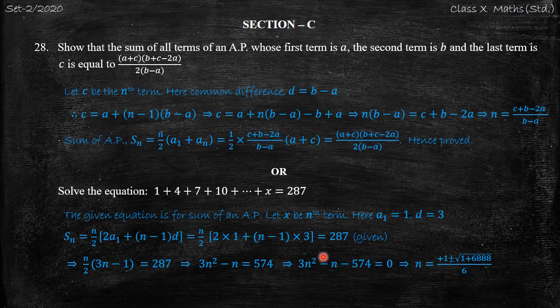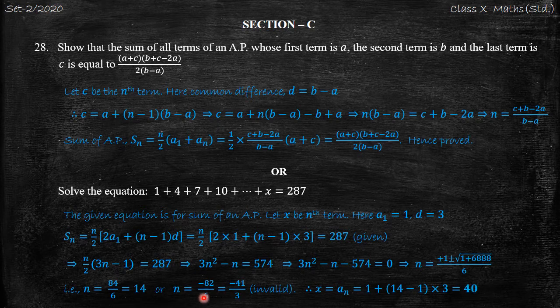Okay, so here it's a quadratic equation now. Since the numbers are big, factorizing is a bit difficult, so try to use the quadratic formula for solving n. So n you will get as 14 or minus 41 over 3. Here a negative value or a fraction is not possible, so the value of n is 14. And now x is the nth term. You substitute in the formula, and the value of x is 40.